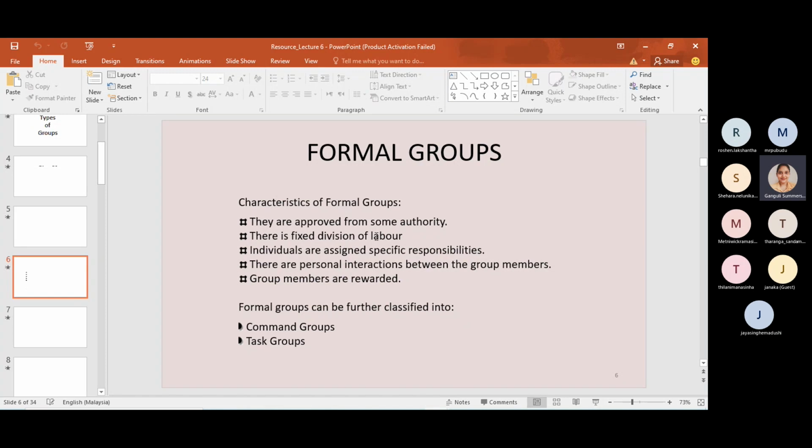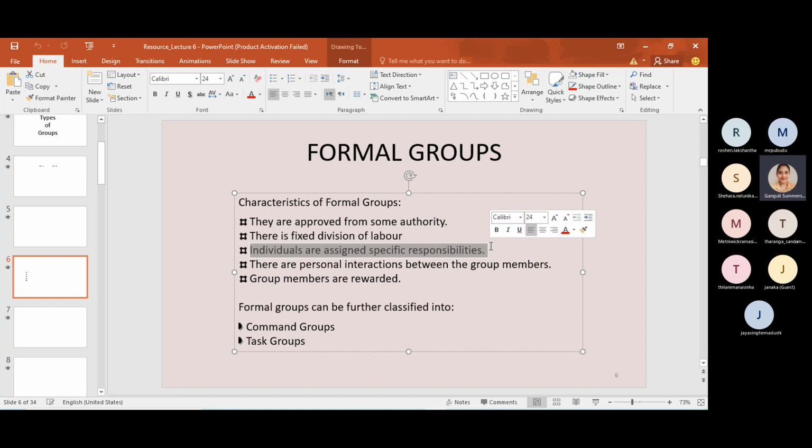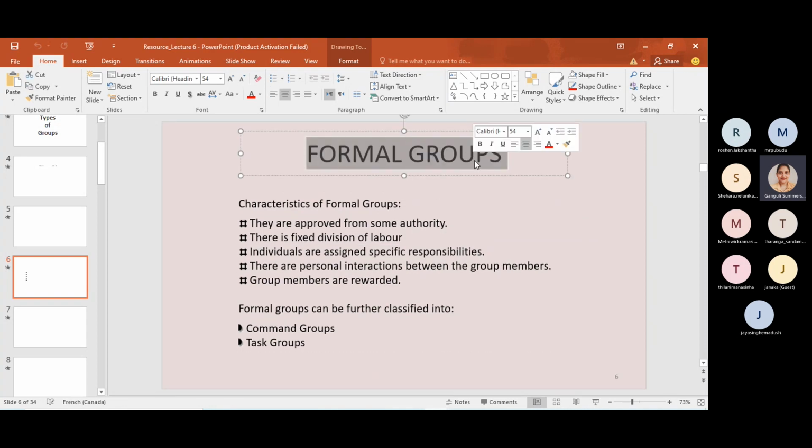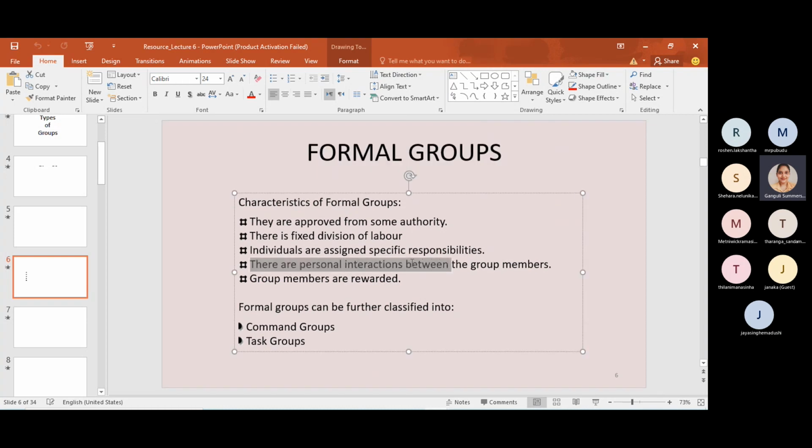And the labor or the tasks will also be divided within the group. You do this task, I'll do this one. Individuals are assigned specific responsibilities, as I just mentioned. All the individuals in the formal group will be assigned specific tasks. And there are personal interactions between the group members. Even though these groups are formal, there can still be personal interactions between the group members.